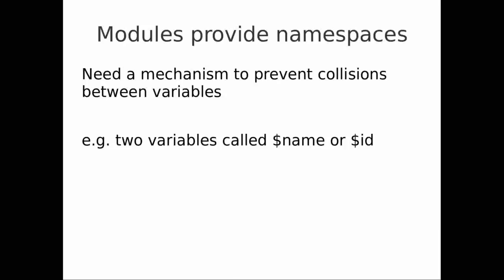If I have a variable called name in my code, and you have a variable called name in your code, how do I stop one piece of code from overriding the other? Modules provide a namespace that limits the use of the variables to that particular module.